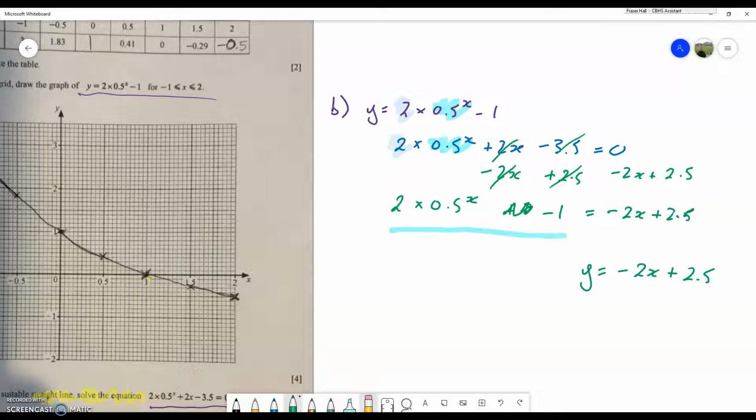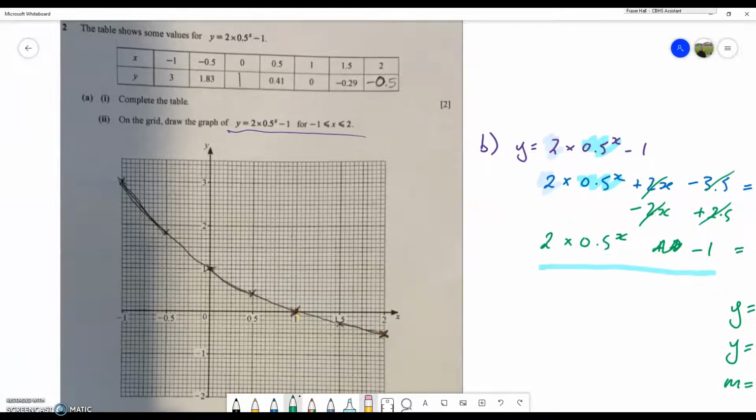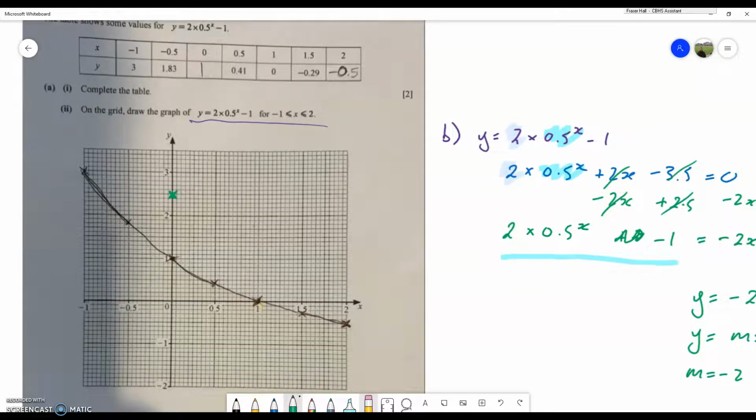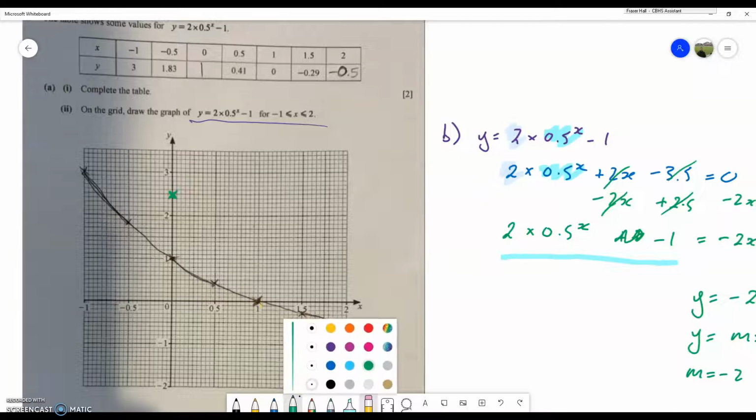So if I'm graphing this line, key things I can get from the equation, remember it's y is equal to mx plus c. So the gradient is minus 2 and the y-intercept is plus 2.5. So going to my graph, first thing I need to do is find my y-intercept at 2.5, and then I need to create the gradient.